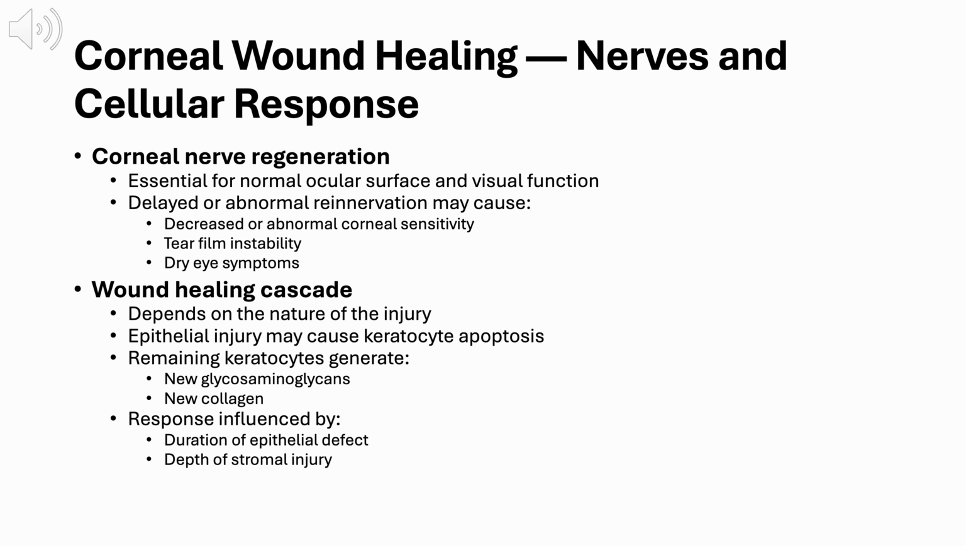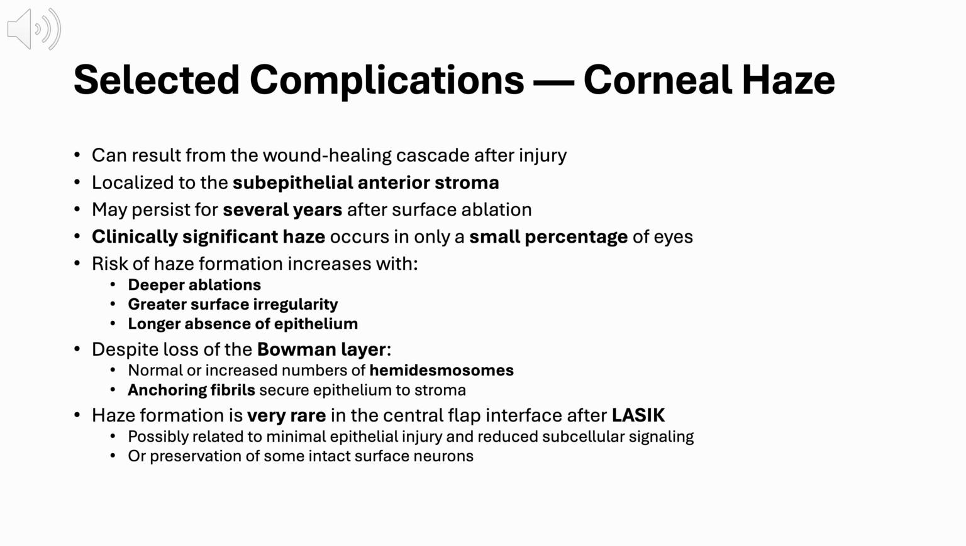Two factors strongly influence the final outcome: how long the epithelium remains defective and how deep the stromal injury extends. Longer epithelial defects and deeper stromal injury increase keratocyte activation and raise the risk of haze and refractive regression. So at its core, refractive surgery isn't just about reshaping the cornea, it's about minimizing unnecessary nerve damage and tightly regulating the cellular healing response that follows.